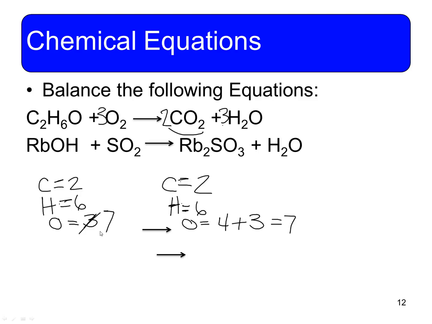Okay, so we've got rubidium there, so we have 1 on the left side and 2 on the product side, so we can do like so. Okay. Now let's look for our sulfurs. Do we need to make any changes? Okay, we've got 1 sulfur and 1 on the product side, so we're good there.